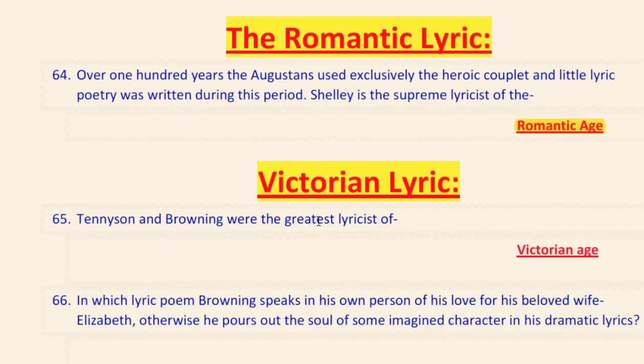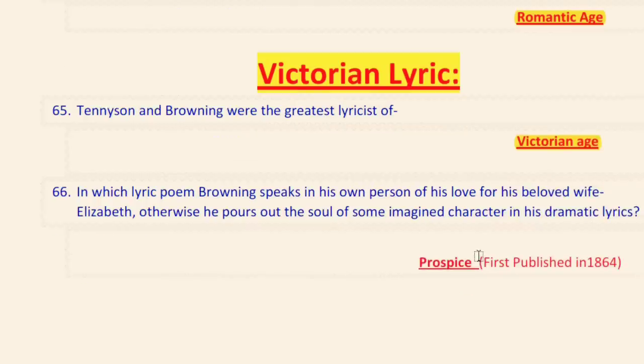Now let's talk about Victorian lyric. Question number 65. Tennyson and Browning were the greatest lyricists of, the answer is Victorian age. Question number 66. In which lyric poem does Browning speak in his own person of his love for his beloved wife Elizabeth, whereas otherwise he pours out the soul of some imagined character in his dramatic lyrics? The answer is Prospice. It was first published in 1864.